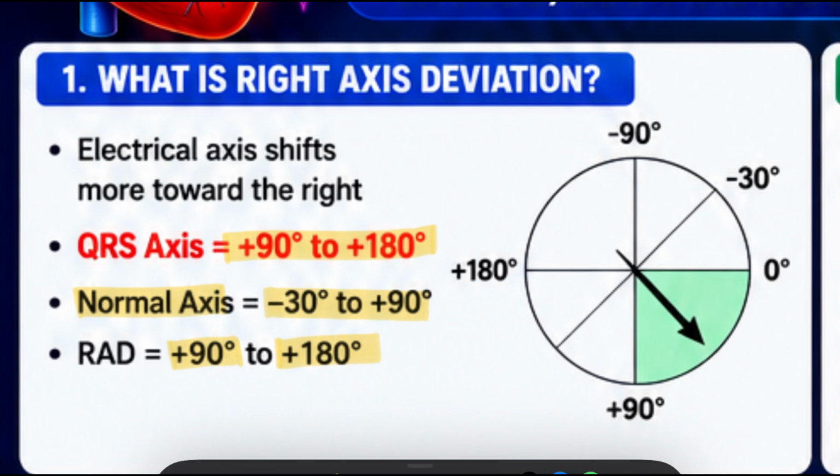As a simple analogy, same as in the last episode, imagine a compass, and normally the arrow points slightly to the left. If the arrow turns towards the right side, that represents right axis deviation.